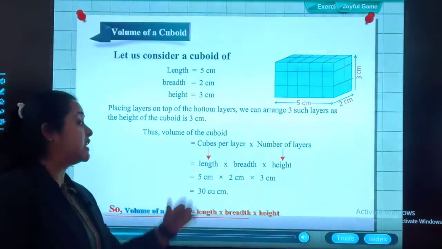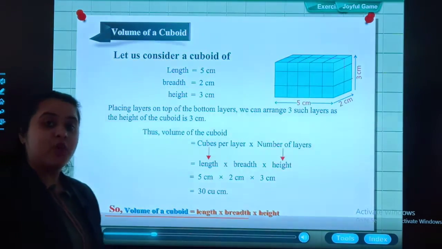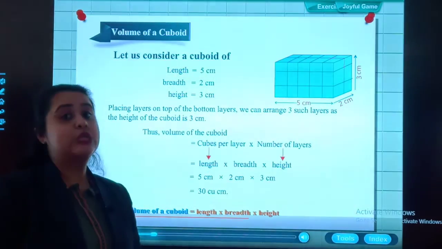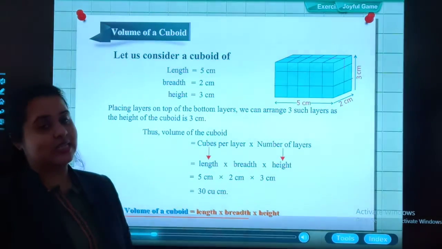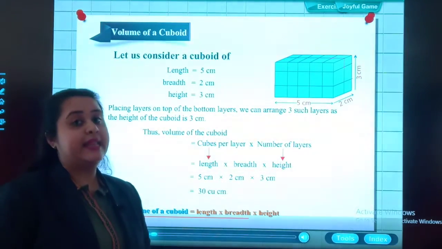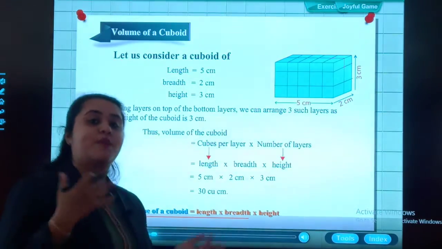Students, this was the derivation of how the formula of cuboid is framed. You have to learn the formula, that is length into breadth into height. This is the formula for the cuboid, and remember, at the end you will be writing cubic meter or cubic centimeter.